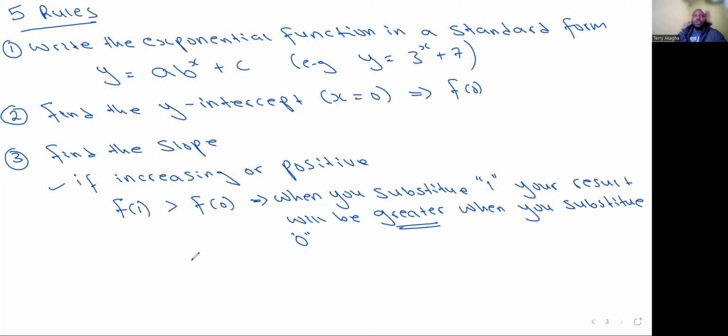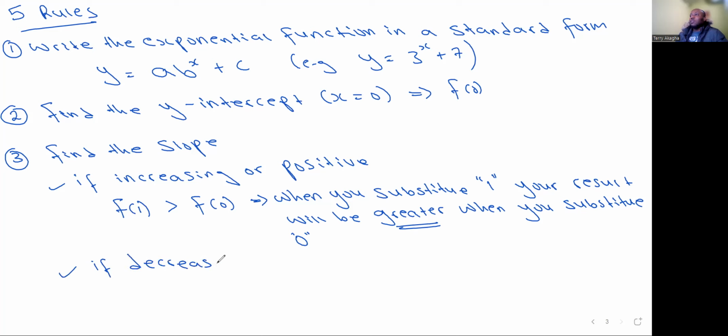So if I want to know if it's increasing or decreasing, no matter how complex the exponential function looks, I just substitute 1 into it and get an answer. I substitute 0 into it and get an answer. If the answer I got when I substituted 1 was higher than when I substituted 0, then I know it's an increasing function. Definitely, you can also predict if it's going to be decreasing.